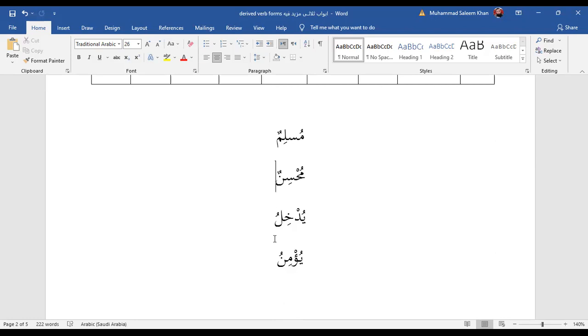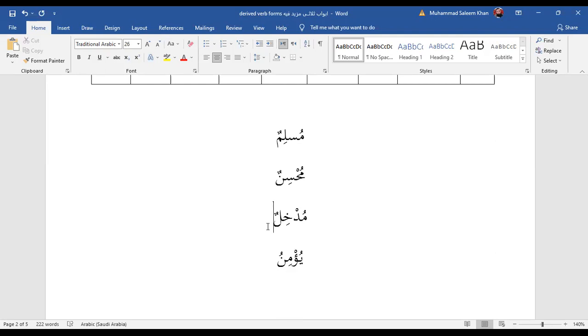Muhsinun, and then the feminine will be muhsinatun. And similarly, we have adkhala, yudkhilu, idkhalan, to enter. And again, let's drop it: mudkhilun, so the one who enters. Similarly, we have akhraja, yukhriju, ikhrajan, and then we have mukhrijun.